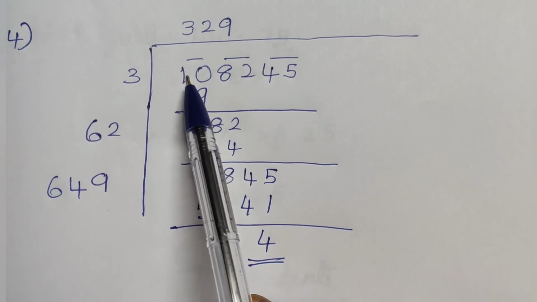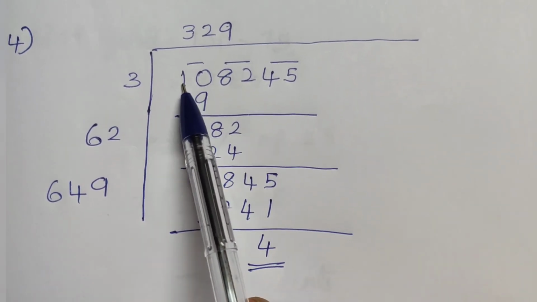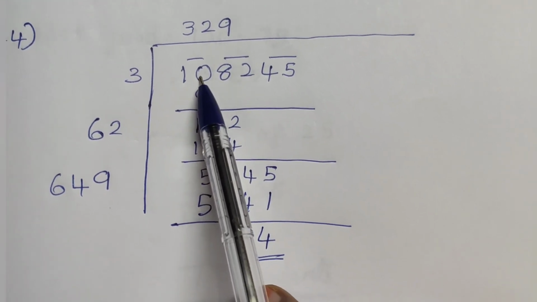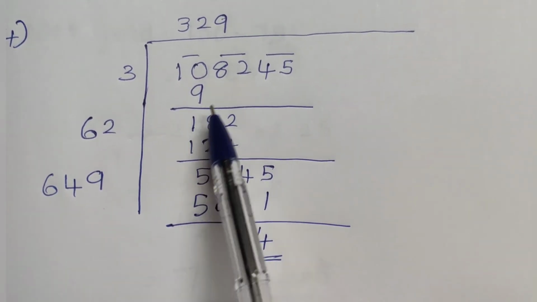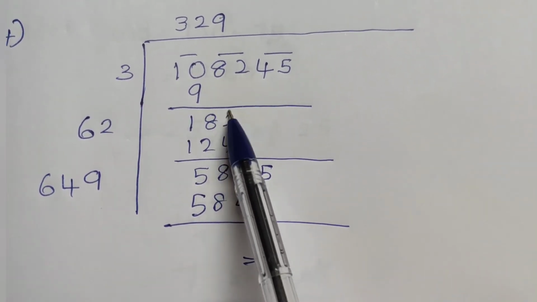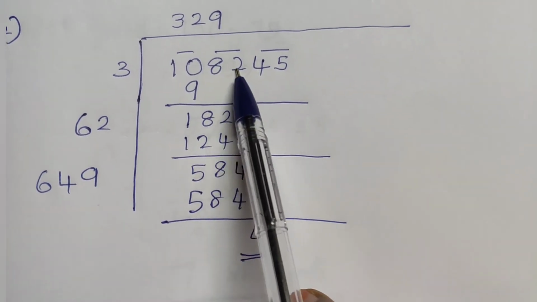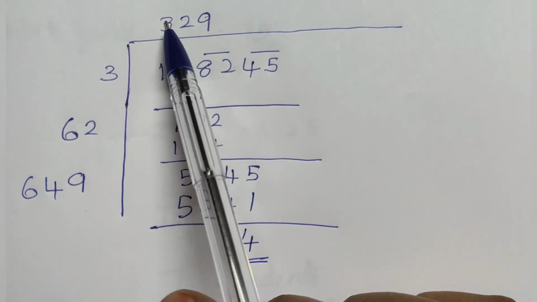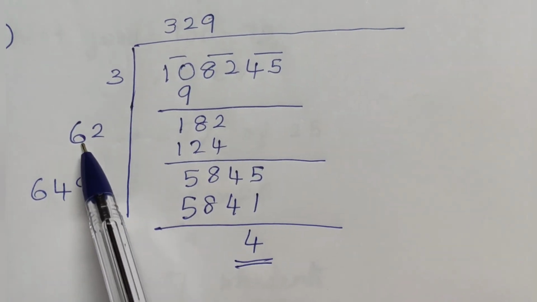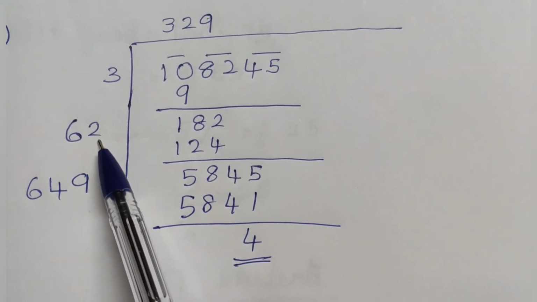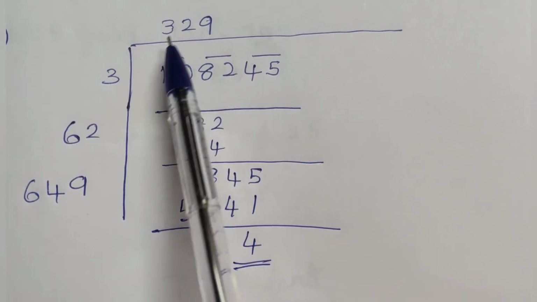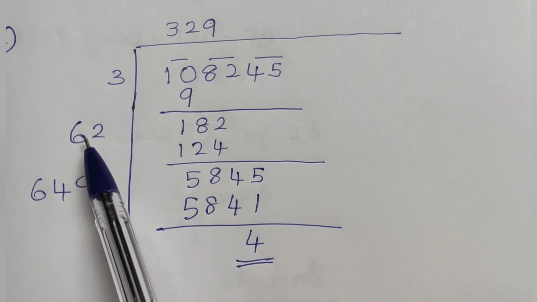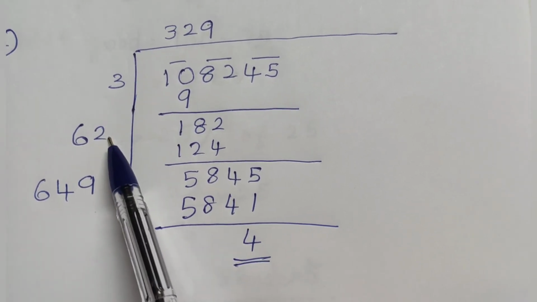Now you take 10. The nearest square of 10 is 3. 3 3s are 9. 10 minus 9, 1. Bring down the next pair, 82. This is 182. Now add 3 plus 3, 6. On putting what? You added 3 plus 3, you wrote here 6.